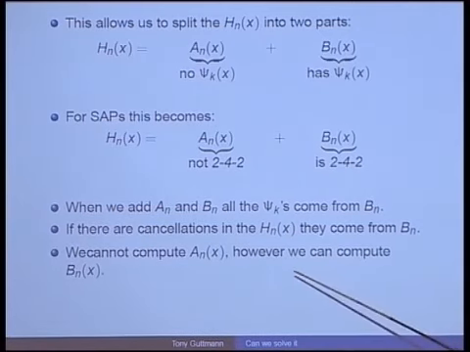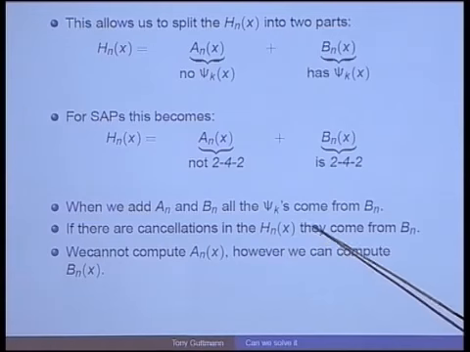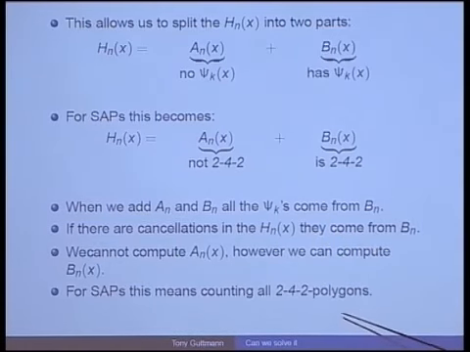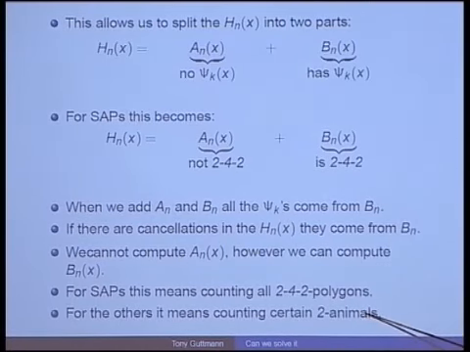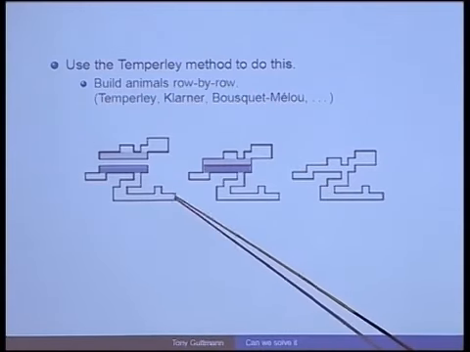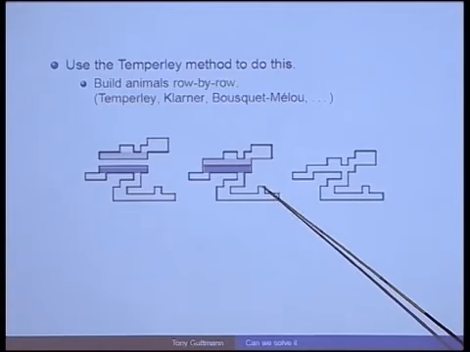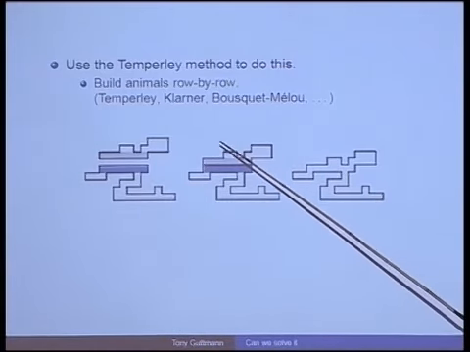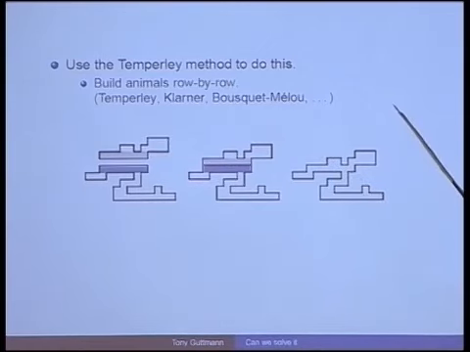We cannot compute AN, however we can compute BN, and since all the interesting stuff comes from the B, this is rather fortunate. For self-avoiding polygons, this means counting all the 2-4-2 polygons, and for the bond animals it means counting the 2 animals. And we use the so-called Temperley method to do this. We build the animals row by row, we stick them together and delete duplicated rows, and so come up with something like this. The original idea goes back to a paper of Temperley in 1956 and has subsequently been used or rediscovered by Klarner, Bousquet-Melou and many others.